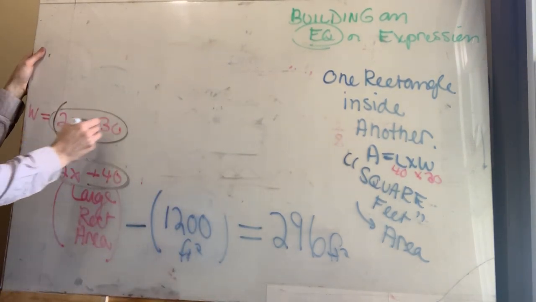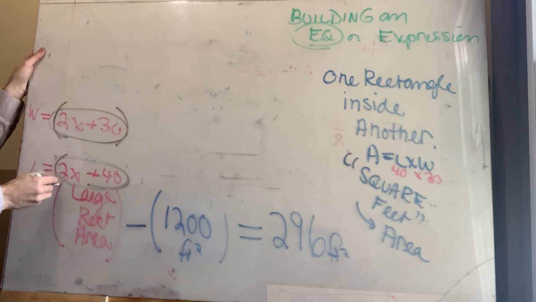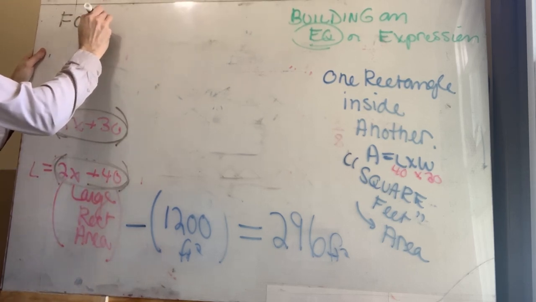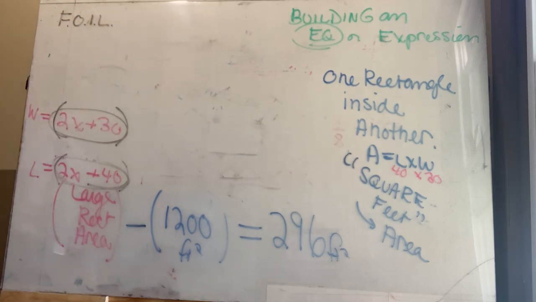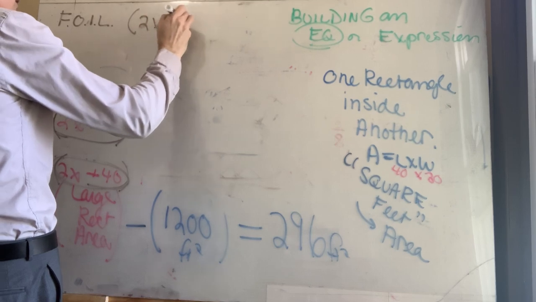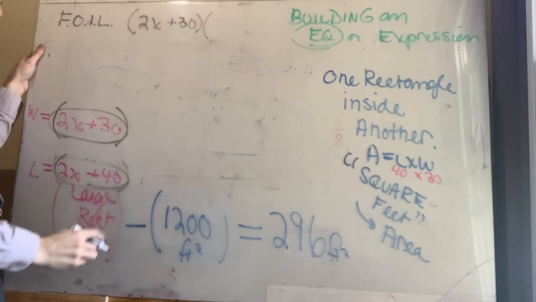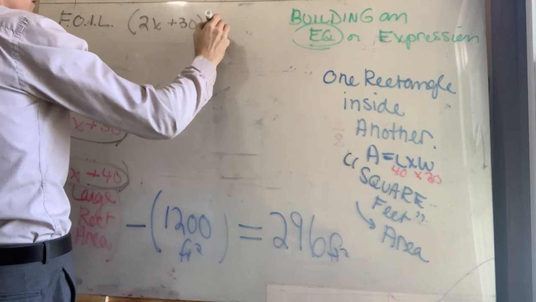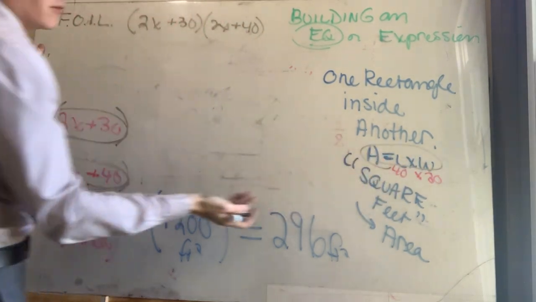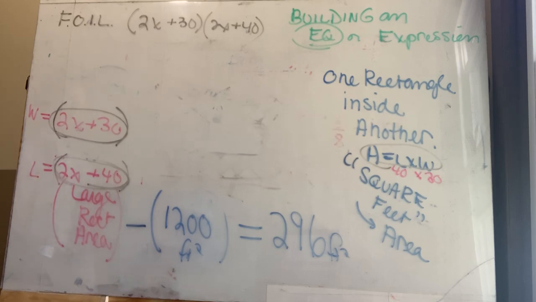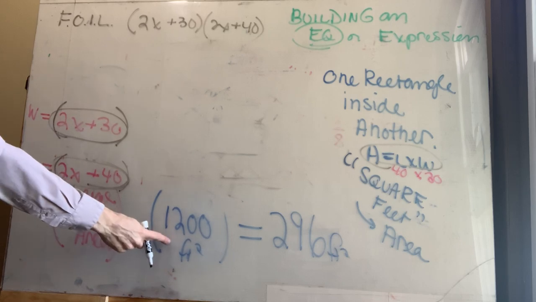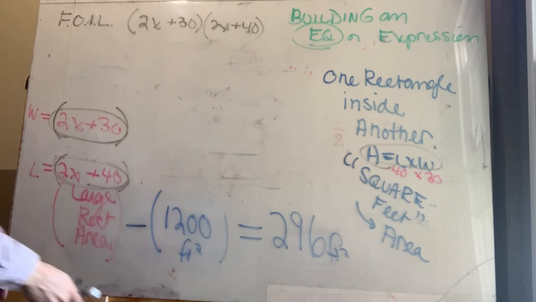If this is a binomial, essentially, and this is a second binomial, we're going to end up having to FOIL this. Or we could try Poinsé squares if you like. Anyhow, it's going to be (2x plus 30) times (2x plus 40) in order to calculate the area of a rectangle. We're using these dimensions instead of just the regular numbers because that's sufficient only for the small square rectangle.